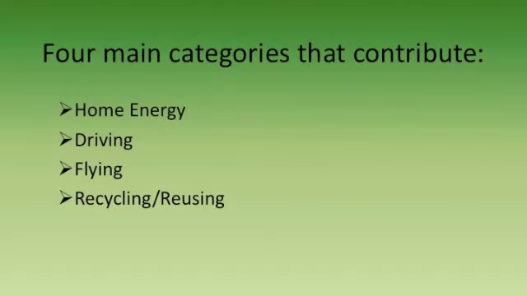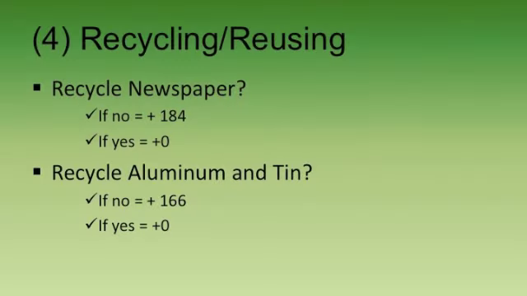Our last category is recycling and reusing. Do you recycle newspapers? If not, add a factor of 184. If so, add 0. Do you recycle aluminum and tin? If no, add 166. If yes, add 0.